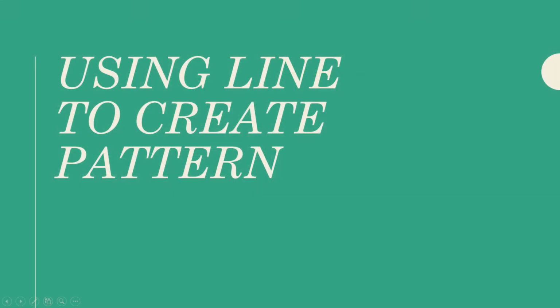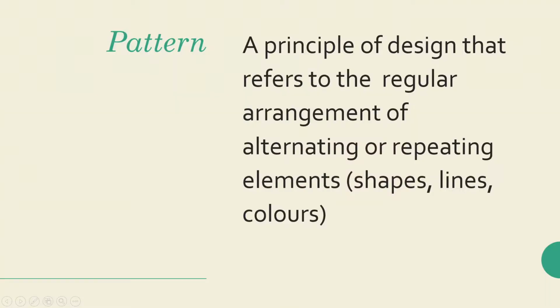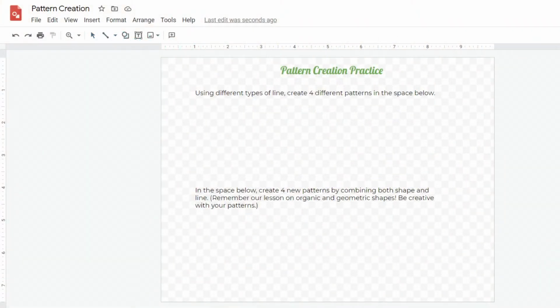Next, we're going to look at how we can use line to create pattern. So what is pattern? Pattern is a principle of design that refers to the regular arrangement of alternating or repeating elements. That can be shapes, lines, or colors. What we're going to do next is practice making patterns using Google Drawings. I'm about to show you an example of how you can do that. First, go onto Google Classroom and open up the Google drawing that says Pattern Creation Practice. In the first space, you're going to create 4 different patterns using line.